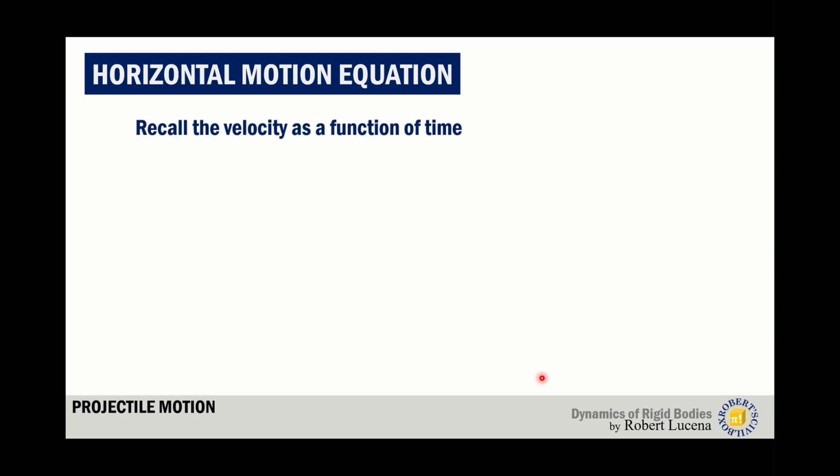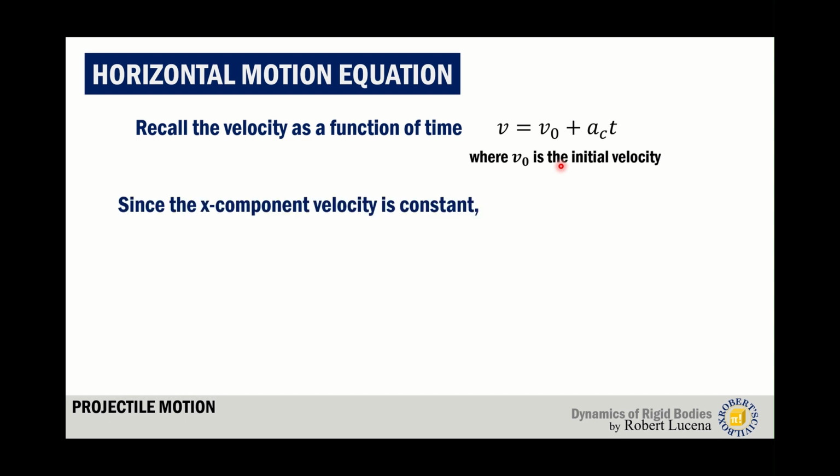So let us recall the horizontal motion equation. This is the velocity as a function of time. So the velocity is influenced by acceleration. And this is the equation discussed in our previous lectures, where v sub 0 is the initial velocity of the particle.